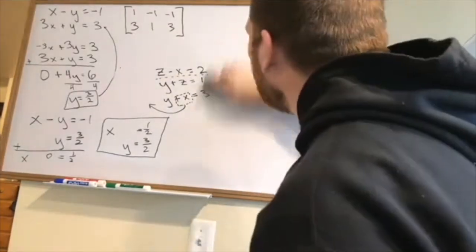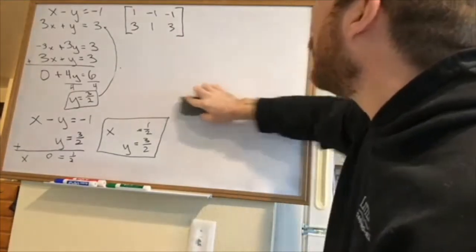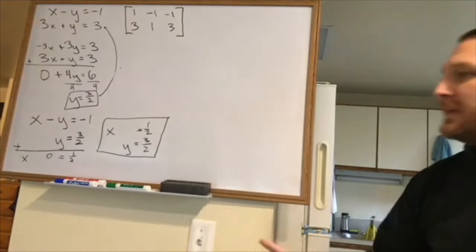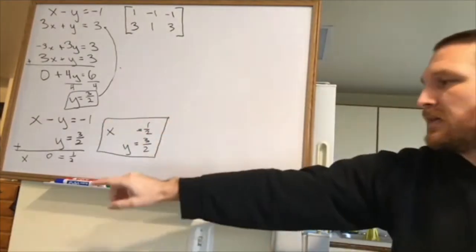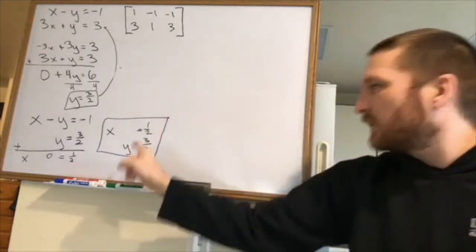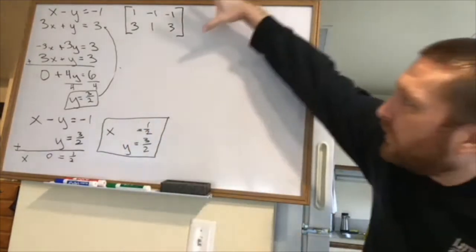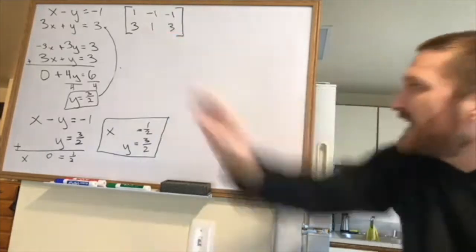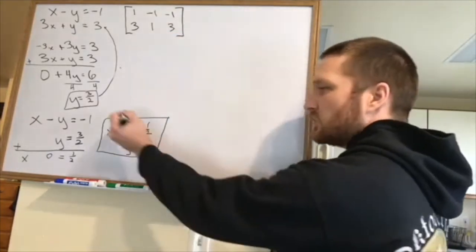Okay, so now let's think about this. My goal in all of this is to get down to here. I want X by itself. I want X equals a number, and I want Y equals a number. My goal is to turn this thing into something that looks, well, like this.